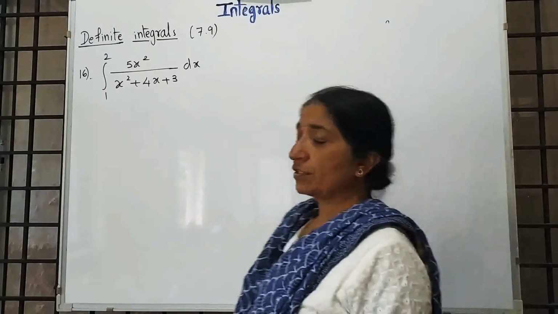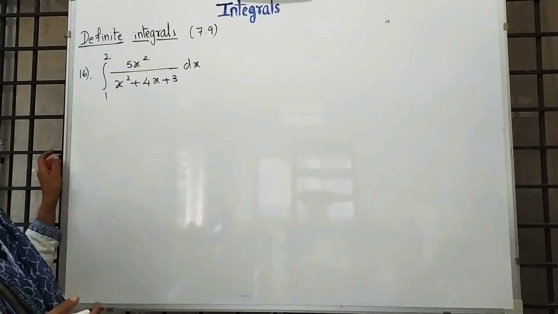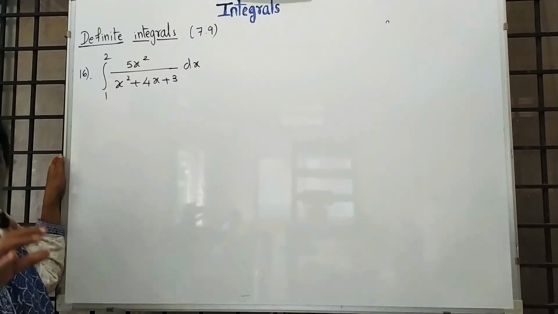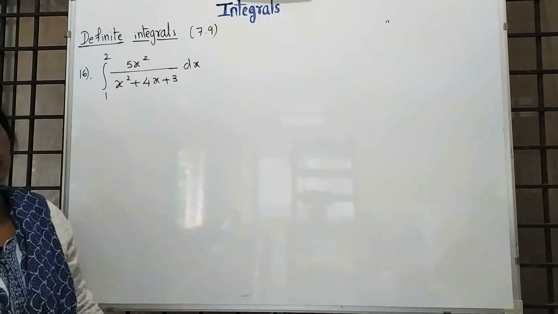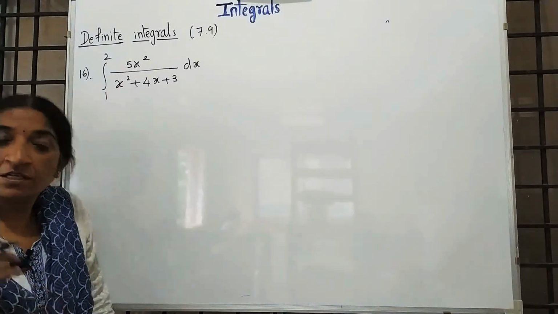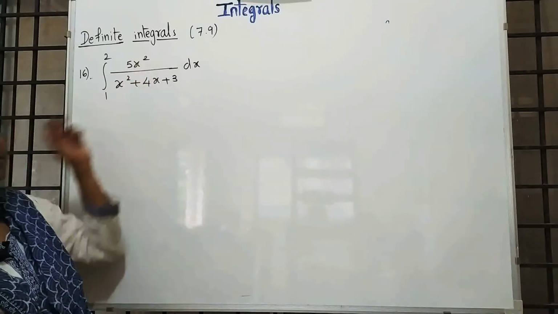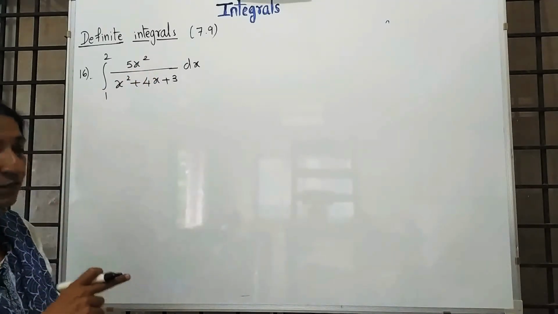Moving to the next question, the 16th one: integration from 1 to 2 of 5x square upon x square plus 4x plus 3. What you are observing when you look at the function given in the integration is that 5x square upon x square plus 4x plus 3 is an improper fraction. Even though we are doing the sum in a definite integral, this function is improper. So first we have to convert it into proper form, we have to write it in the simplest form.